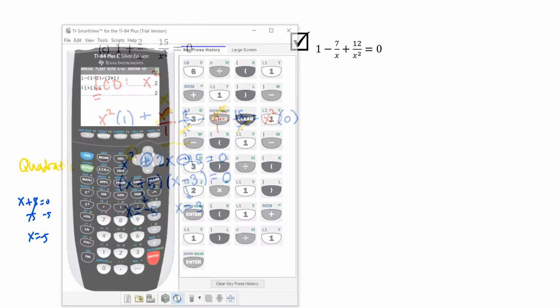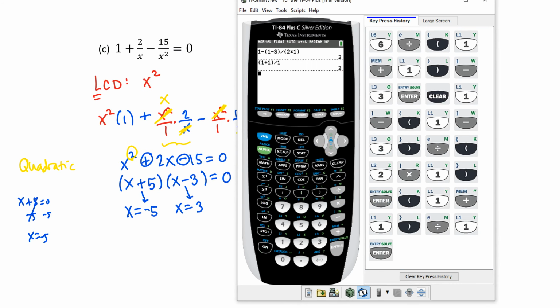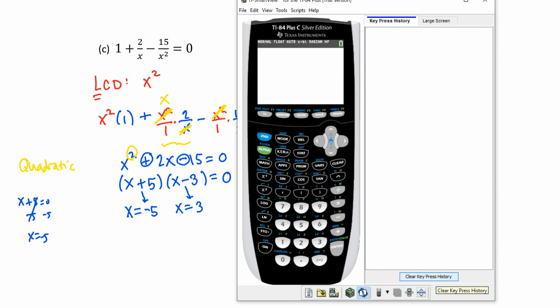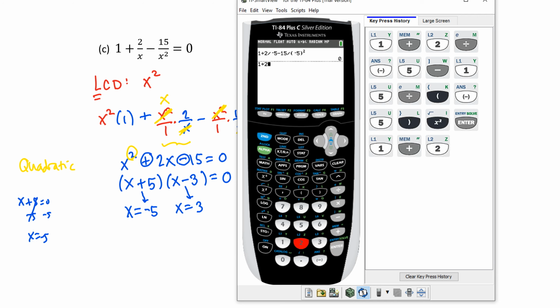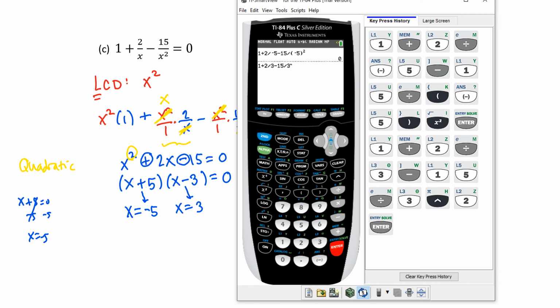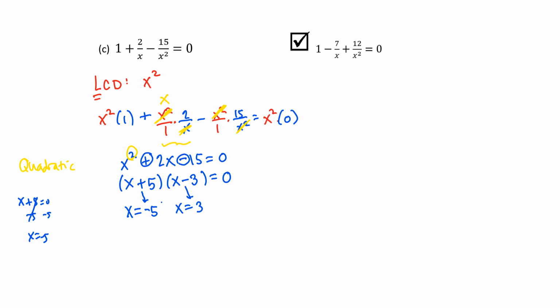Now, let's check to make sure that both of those work in the original equation. So I'm going to begin by checking -5. We have 1 plus 2 divided by -5 minus 15 divided by, be really careful here, I want to square -5. That means I need to put it in parentheses. So -5 balances the equation. Let's check 3. That one also balances the equation. So we have obtained 2 correct solutions for that equation.